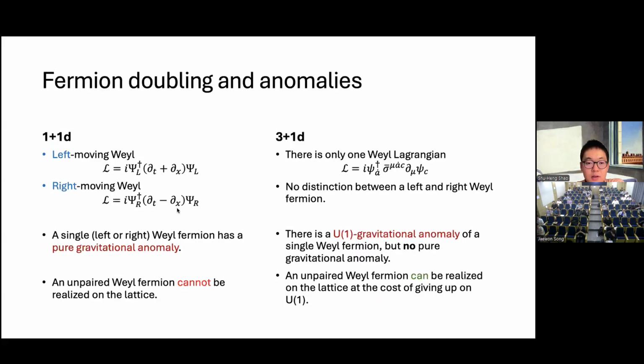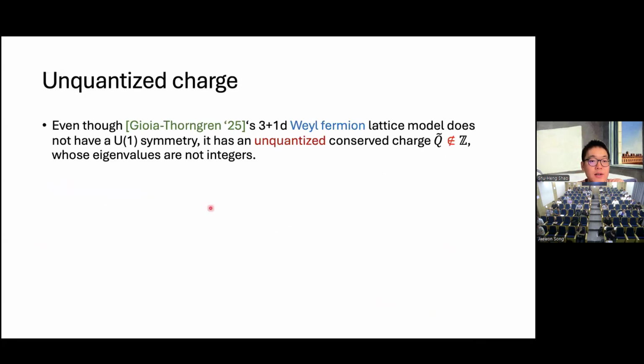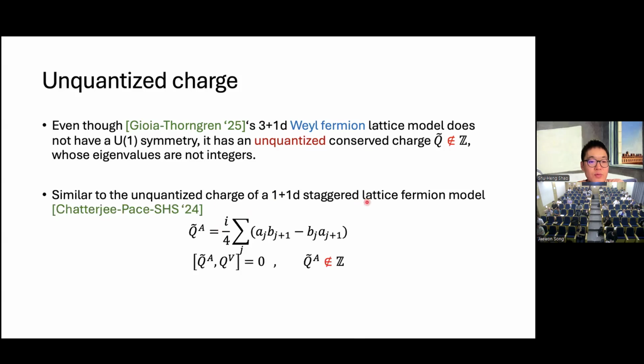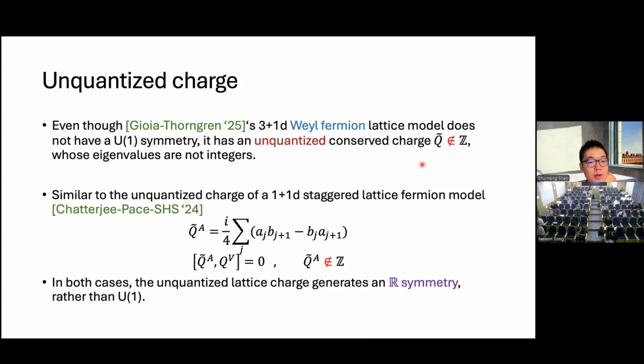Okay. What was new in this new paper is that even though they didn't realize a U1 global symmetry, their model has an unquantized conserved charge Q tilde, which does commute with the Hamiltonian but does not have integer eigenvalues. And this is reminiscent of the unquantized charge we have in 1 plus 1D as well. In both cases, this unquantized charge generates an R global symmetry rather than U1. And for a reason I don't fully understand, that's the mechanism by which you evade the no-go theorem by Nielsen and Ninomiya.